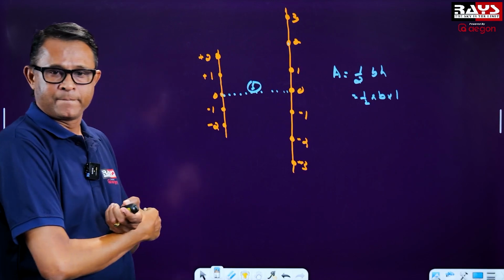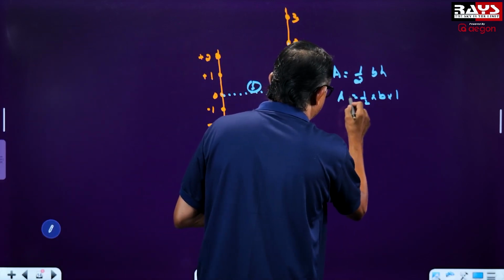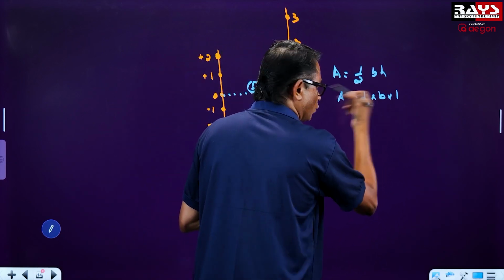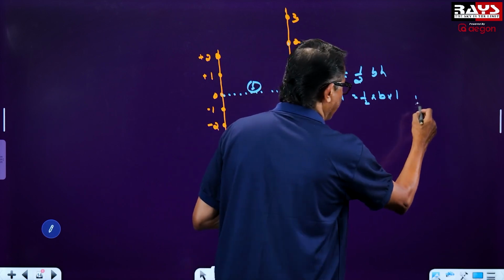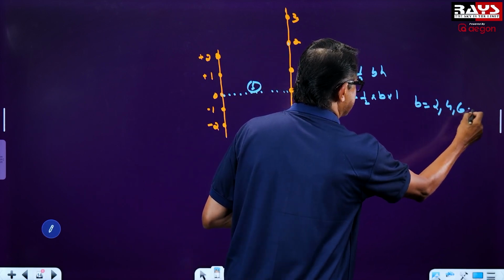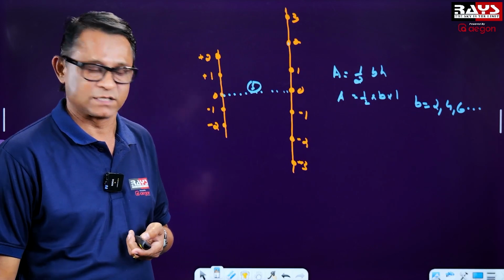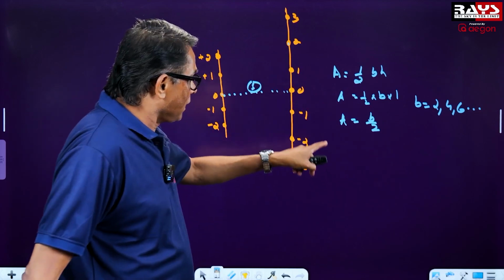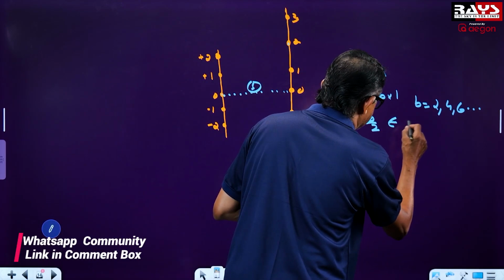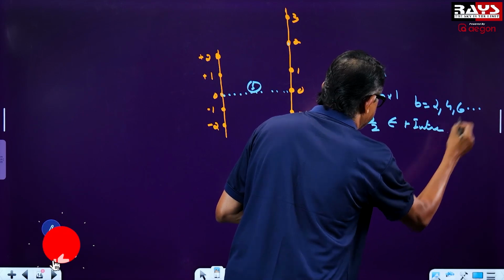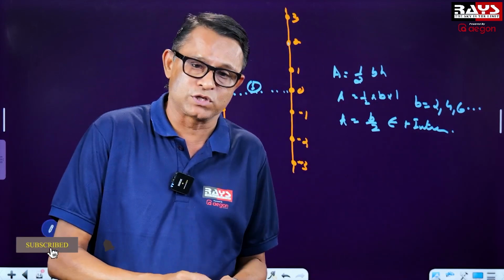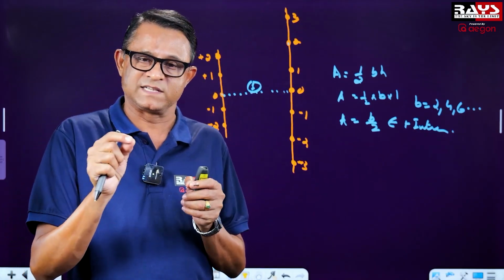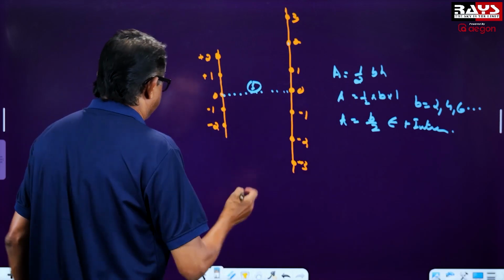Height is 1. So in order to get an integral area, or integer area, b should be a multiple of 2. This b can be 2 or 4 or 6, etc. Why? Because we need area equal to b by 2, and area should be a positive integer. So in that case, in order to get a positive integer, the value of b should be 2, 4, 6, 8, etc. Okay. Now let us see.